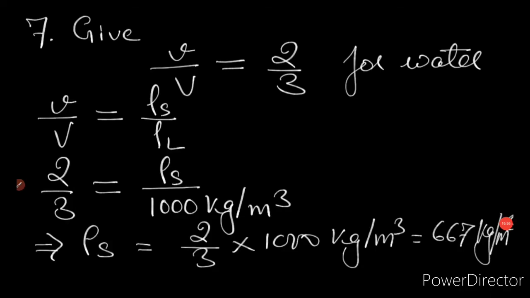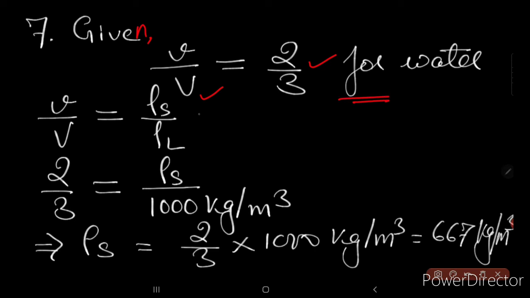Coming to the solution of number 7, given, right, I forgot to write that. Given small v upon capital V is 2/3, right, 2/3 for water. It is already inside for water, right. So not of water, it's for water.